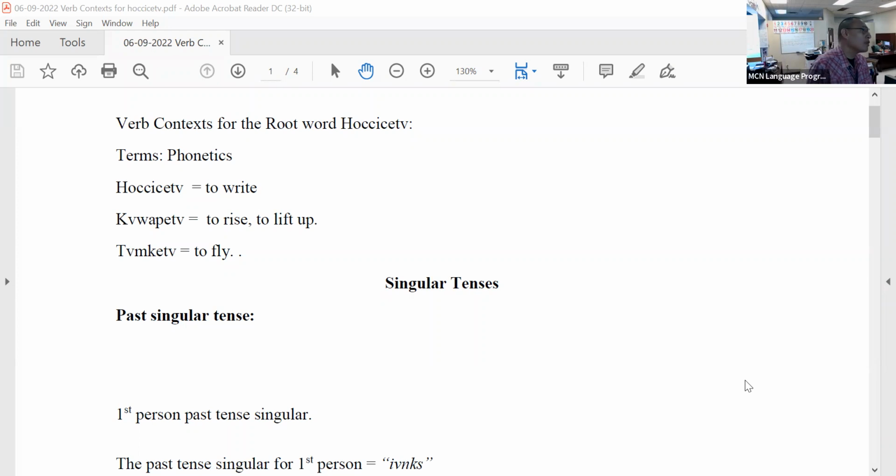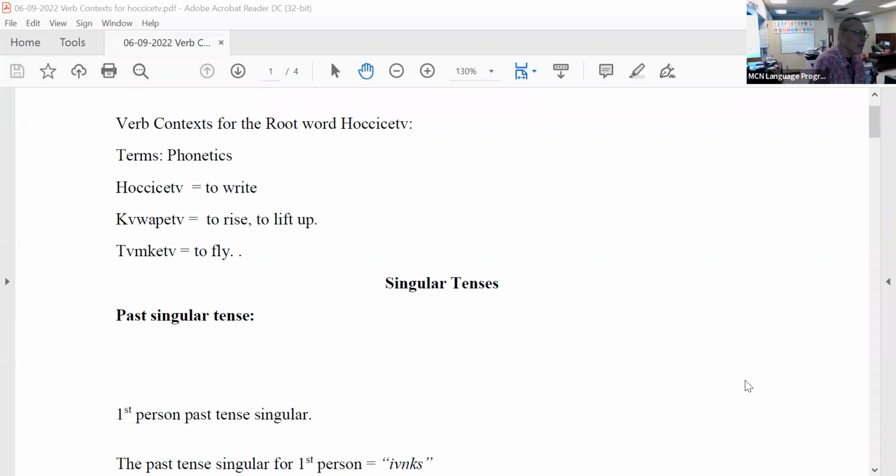But at this time, we're going to go over the same type of subject as far as the tenses, but I'm going to use a different verb tense or different root words. And the root word that I'm going to really work with is the word called hotsejida. That means to write. Hotsejida.